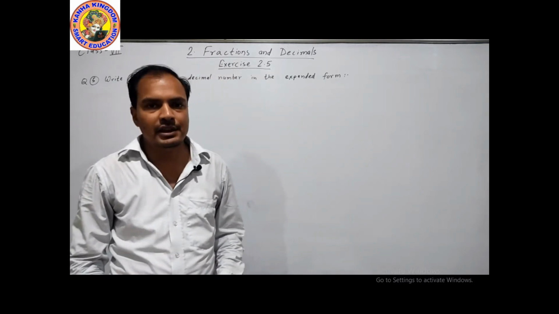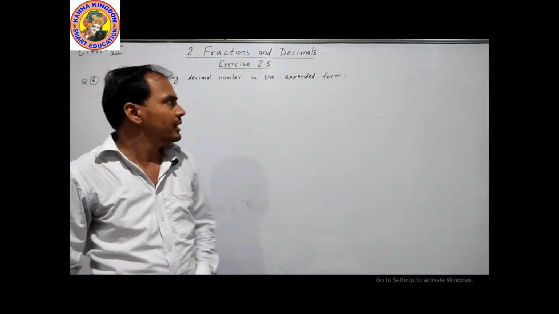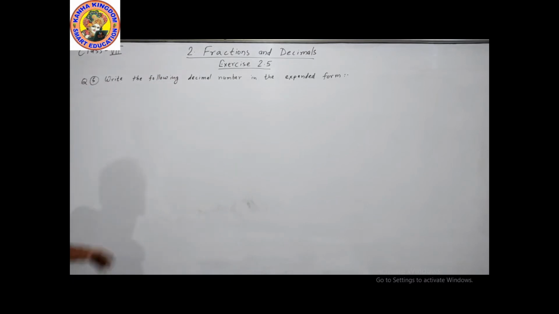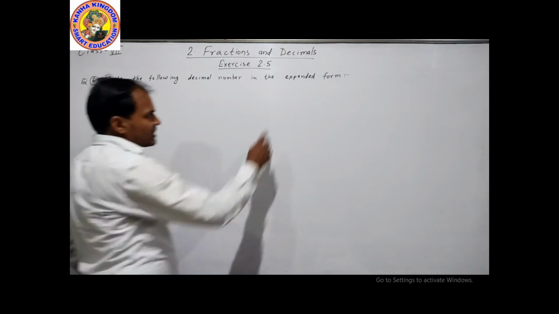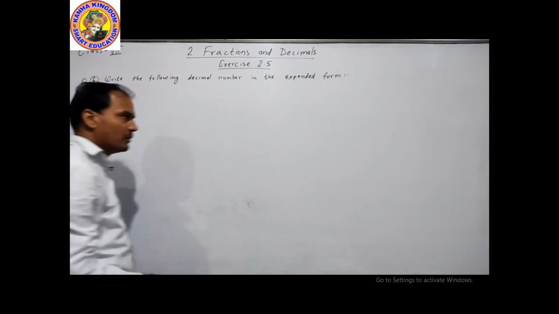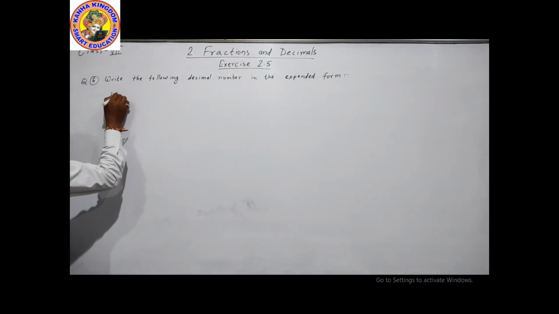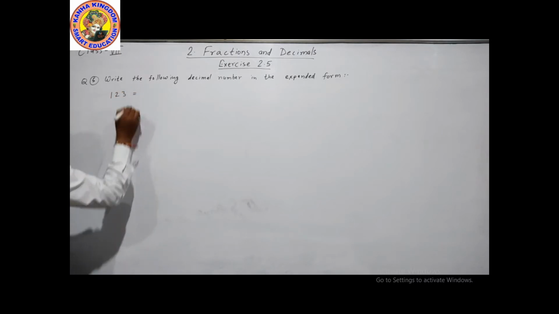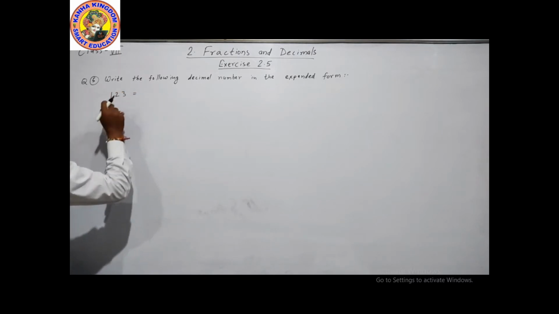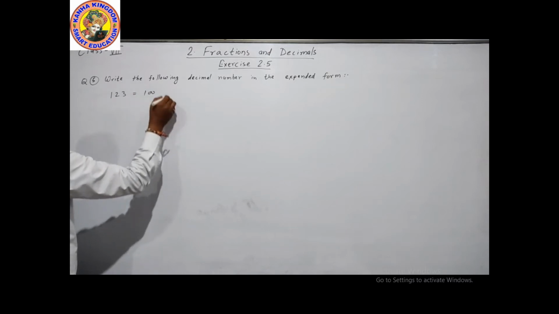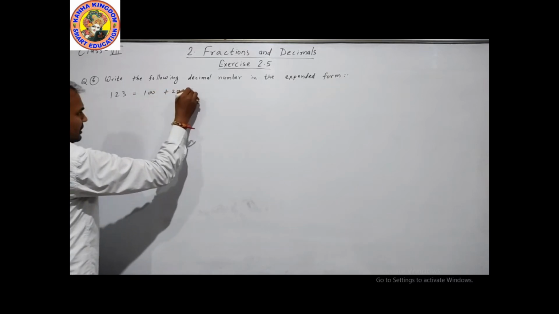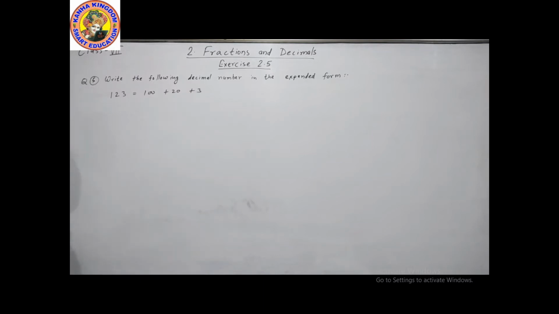Our last topic is decimal numbers. In exercise 2.5, question number 5, write the following decimal number in expanded form. What is the expanded form? If we write a number 123, the expanded form says that this number can be written as 100 plus 20 plus 3, which is equal to 123.